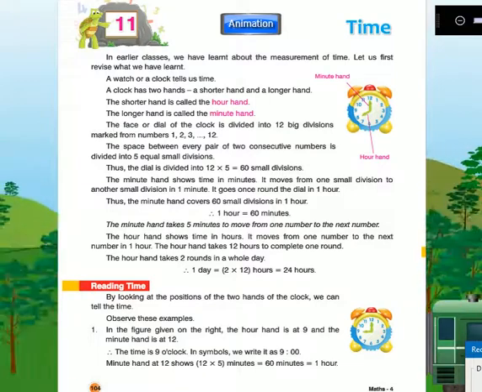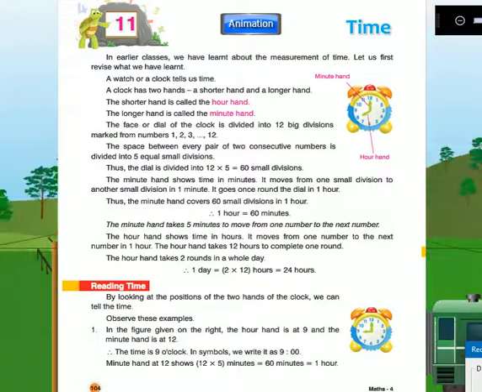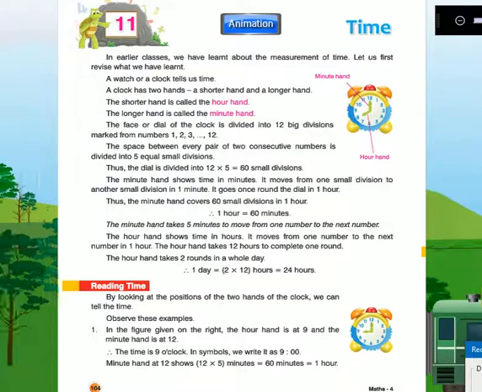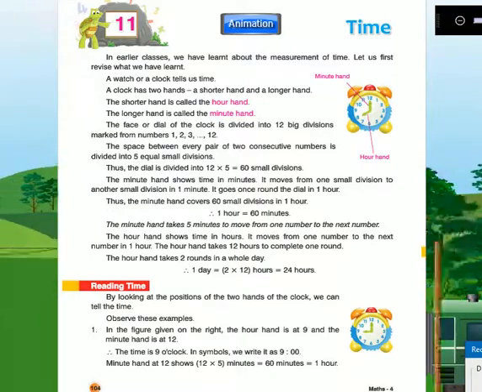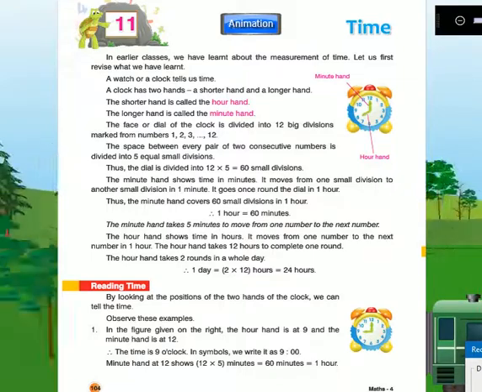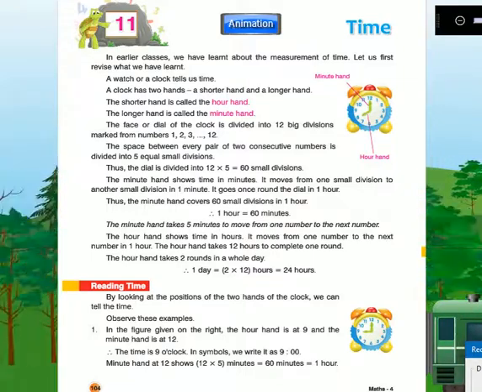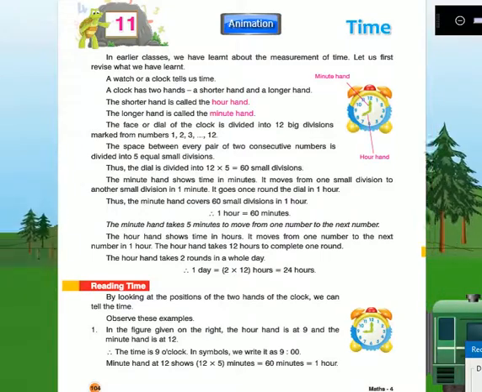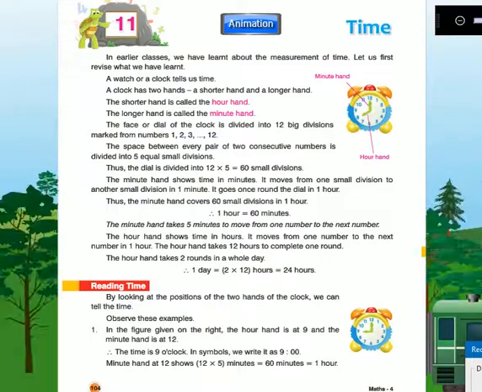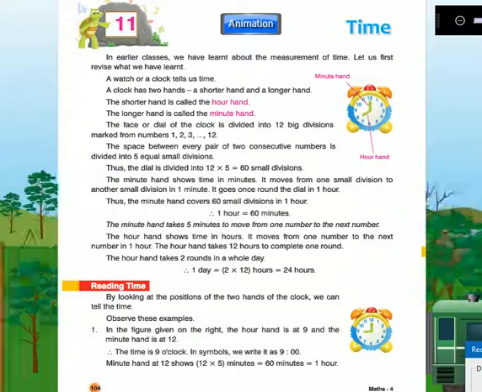The hour hand shows time in hours. It moves from one number to the next number in 1 hour. The hour hand takes 12 hours to complete one round. The hour hand takes 2 rounds in a whole day. Therefore, 1 day is equal to 2 multiplied by 12 hours, which is 24 hours.